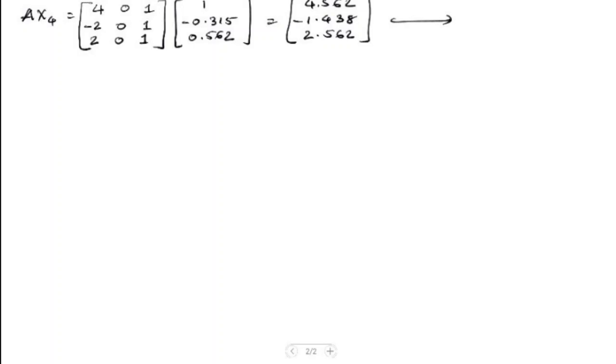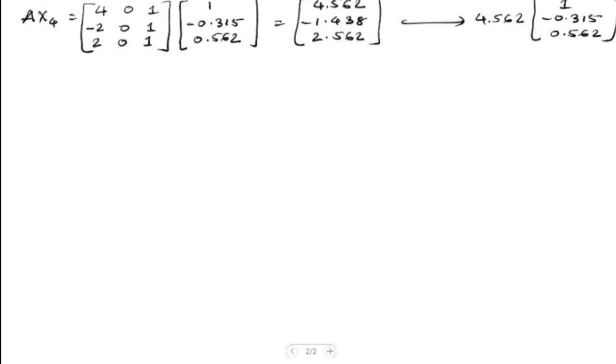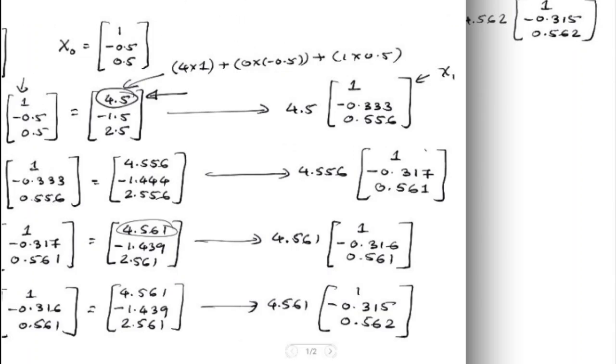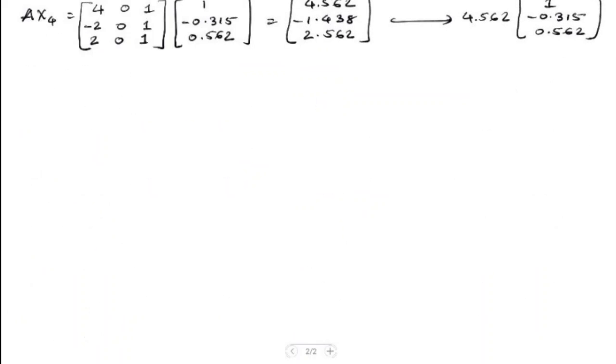Now if you take out 4.562 common, we'll get here 1, minus 0.315 and 0.562. So as you can see here, we got the exact eigenvector like the previous step. So we have here 1, minus 0.315 and 0.562, and so goes here 1, minus 0.315 and 0.562. So it has converged, the eigenvector, and once it converges we can stop.